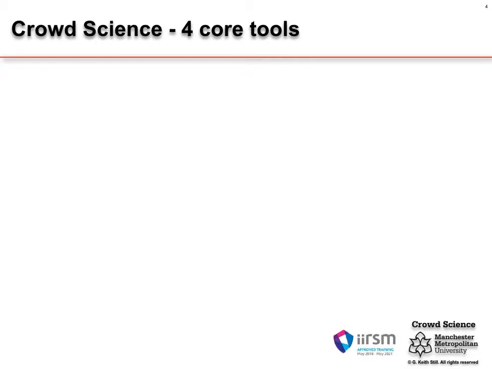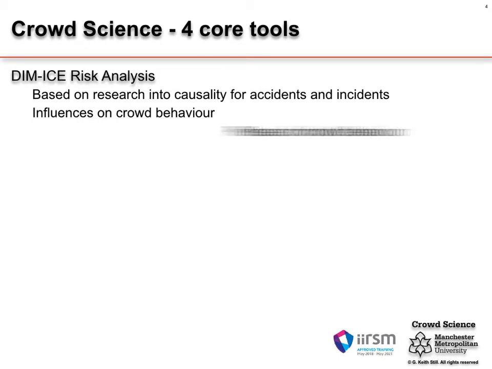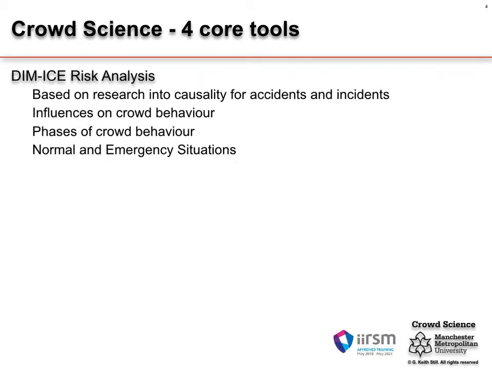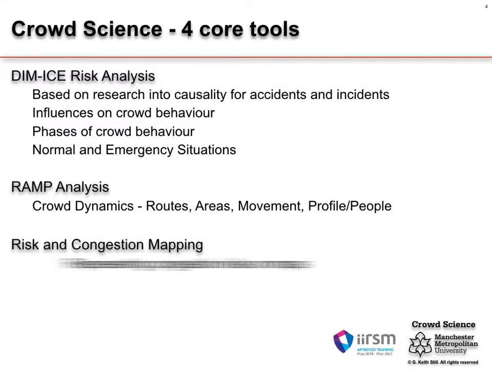So that's why we developed these 4 core tools in crowd science. The DMICE risk analysis model, that's based on causality of accidents and incidents from a legal perspective. We looked at influences of crowd behaviour and phases of crowd behaviour, both under normal and emergency situations. We developed ramp analysis, crowd dynamics, routes, area, movement and profile of people, risk and congestion mapping, and these are all tools to analyse risk from different perspectives.